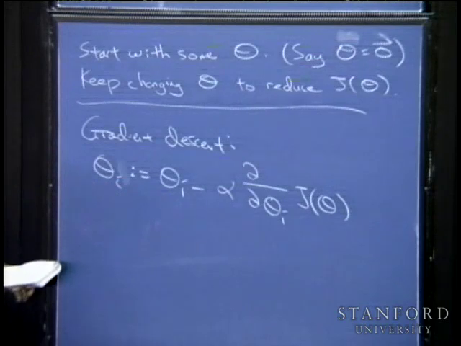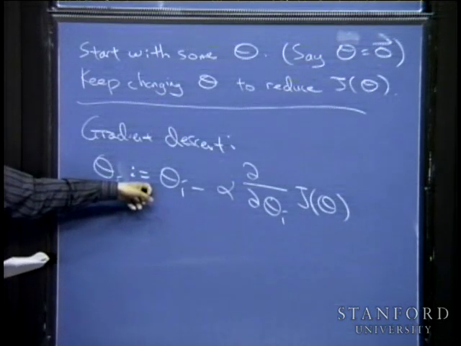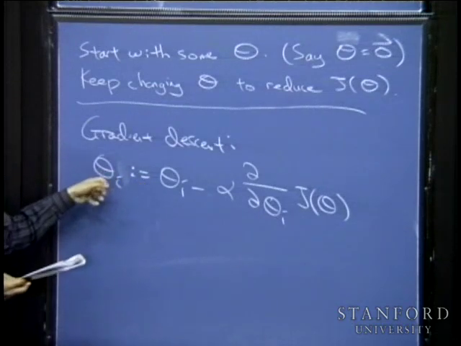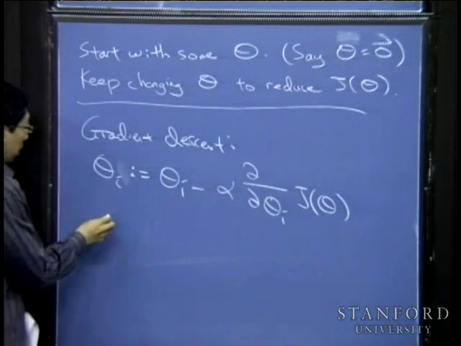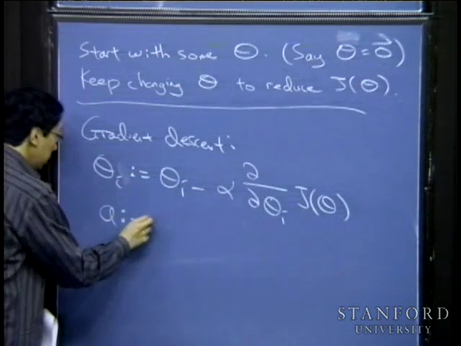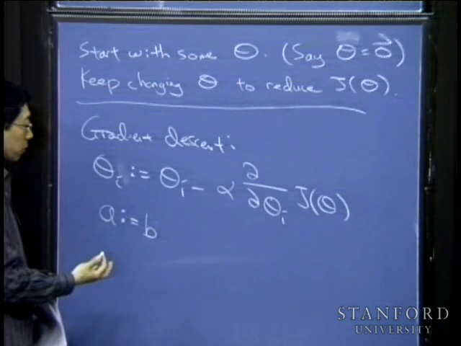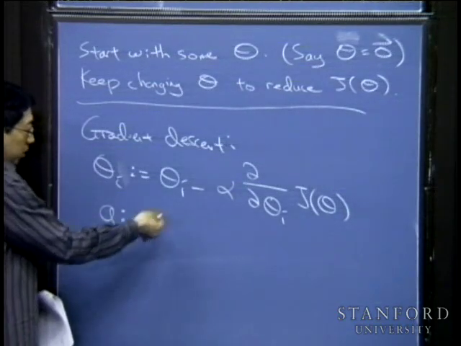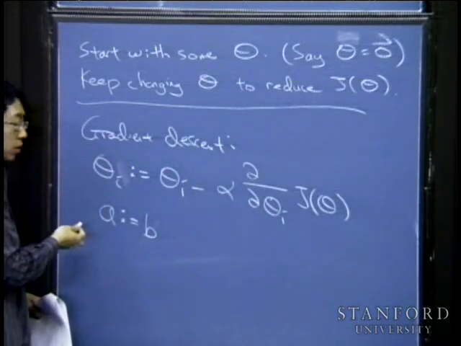Just a point of note on notation, I use this colon equals notation to denote setting the variable on the left-hand side to be equal to the value on the right-hand side. So if I write a := b, then this is part of a computer program, or part of an algorithm, where we take the value of b, the value on the right-hand side, and use that to overwrite the value on the left-hand side.